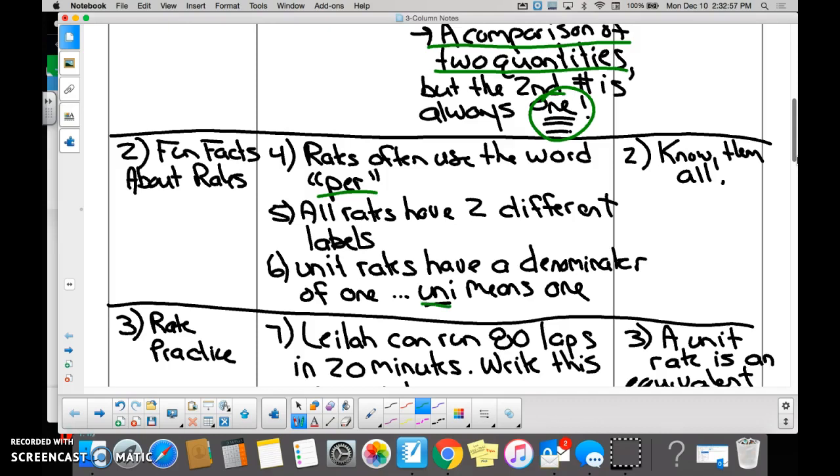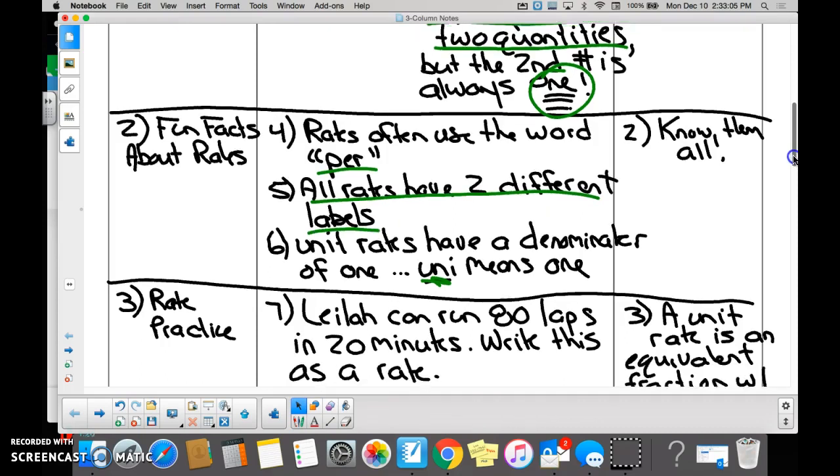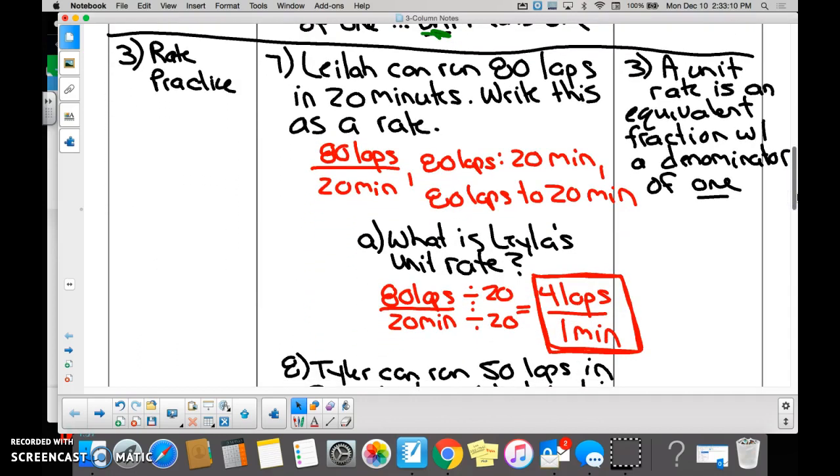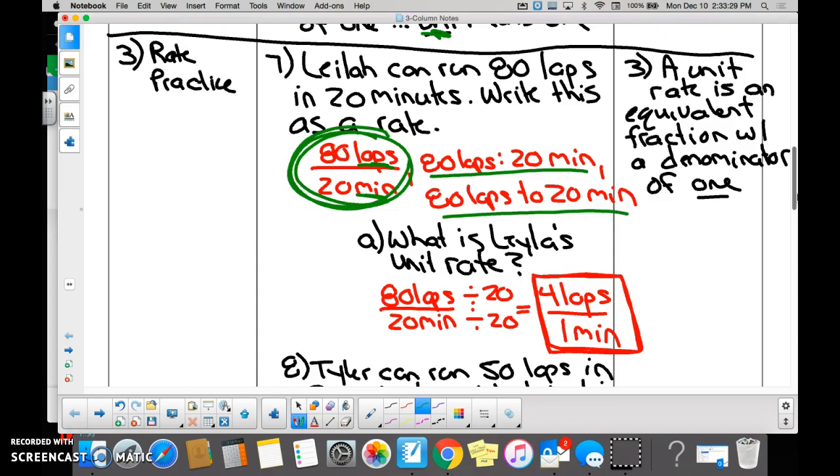Okay, we already talked about what uni means. We already said all rates have how many different labels? 2. So when we went down to number 3 in our practice, Layla told us she could run 80 laps in 20 minutes in gym, and we wanted you to write that as a rate. The way we wrote that as a rate is we simply use labels, right? Now I know this isn't reduced, but 80 laps in 20 minutes is definitely a rate because we're talking about laps and minutes. This is another way of writing it. I suggest using fraction form, but know that you can use really whatever form you want.